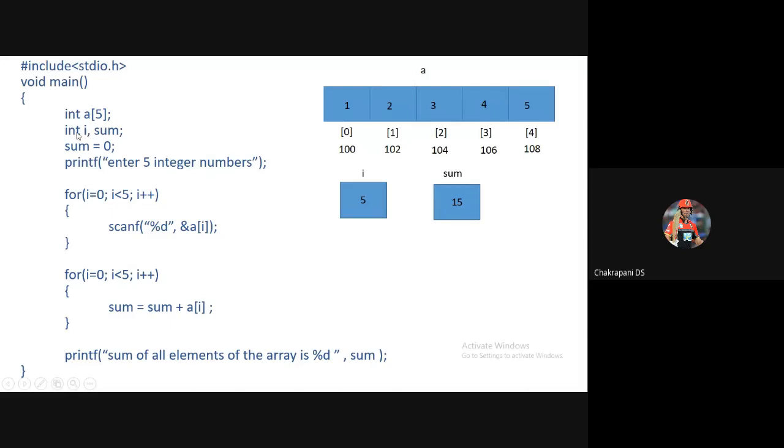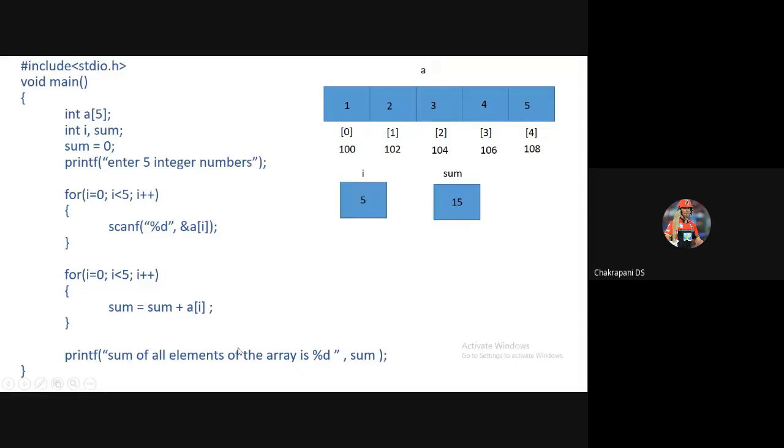So what I'm going to write here is int I, sum. Next line, float average, I'll declare a variable float average. After that I'm going to write sum is equal to 0. This part remains as it is. Enter 5 integer numbers and all. Reading the numbers and finding the sum remains the same, because to find the average we need to find the sum. Before finding the average we need to know the sum, so this also remains the same.